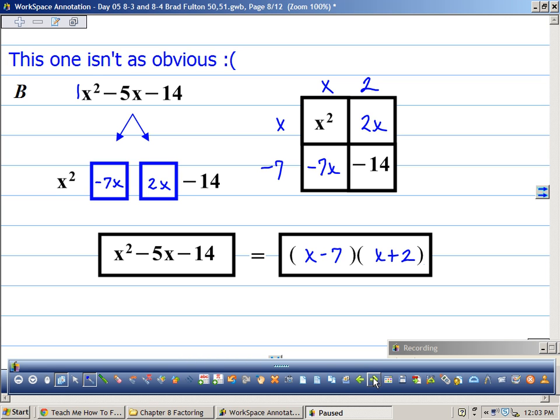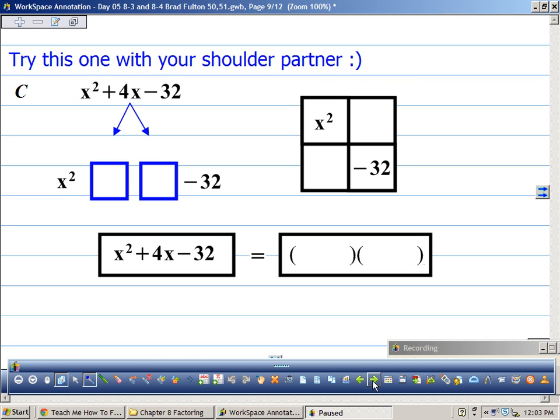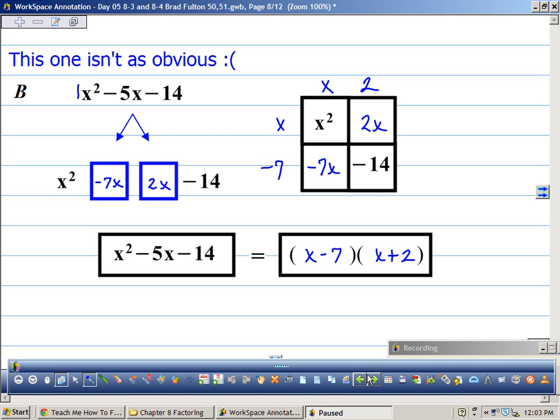Am I going too quickly? No? What about this one? This is a positive number, but this number is negative. Let's look back at the last one. I have two negatives.